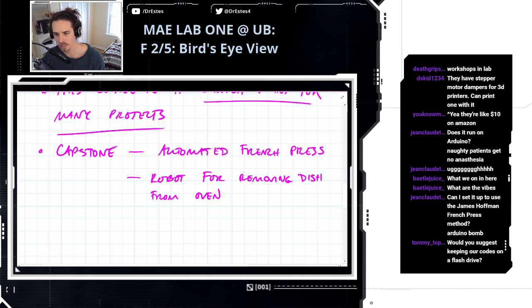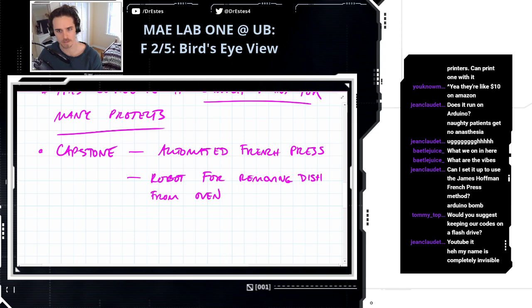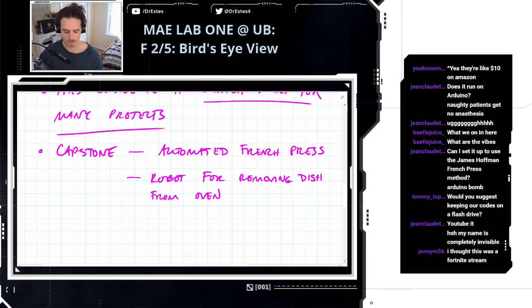Tommy says, would you suggest keeping our codes on a flash drive? You could. Somebody asked me if we can work on the workshops in advance of when you actually meet on campus, and I think that's a great idea. If you have time during the week, you can make your codes in advance. Then you could come to your workshop session and basically assemble everything step by step there, have it ready to go, and you can have the teaching assistant check off on that. So that is a way you can approach the workshops as an on-campus student.